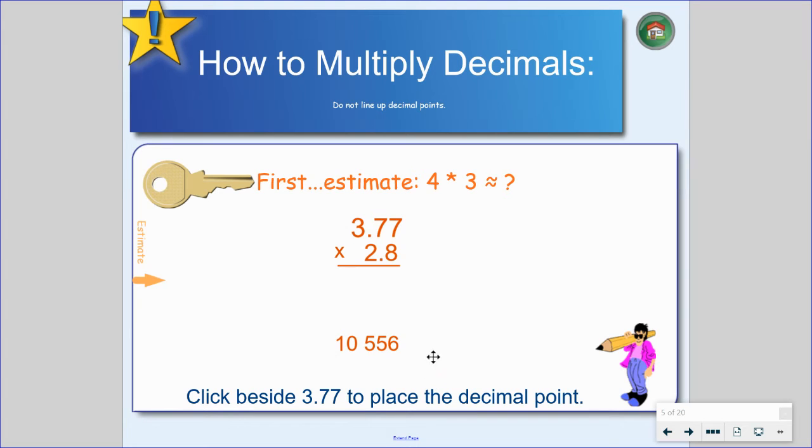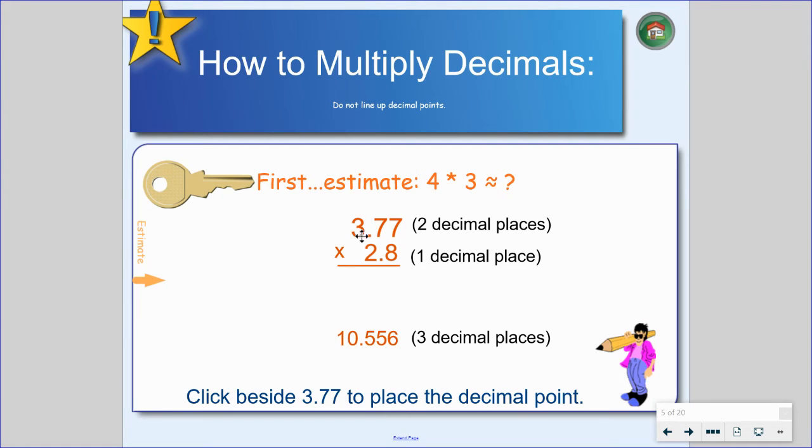Now I want you to ask yourself, where will that decimal point go? Well, if you come back here, you'll count 2 decimal places in the first part of the product. There's 1 additional decimal place for the second number in the product. And so there is a total of 3 decimal places, and therefore the final answer should be 10 wholes and 556 thousandths.